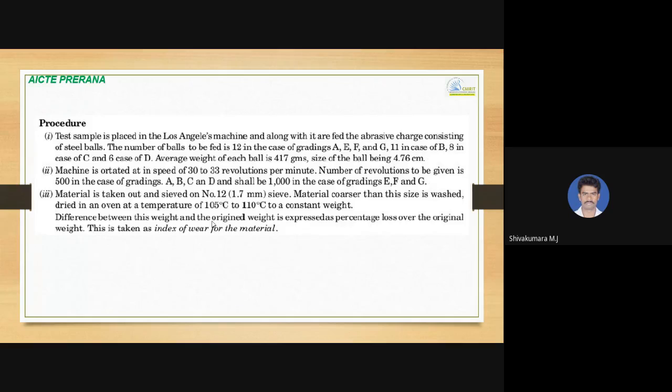The difference between this weight and the original weight which we have taken initially, that value divided by the original weight we have taken, into 100, will give us the abrasion value.